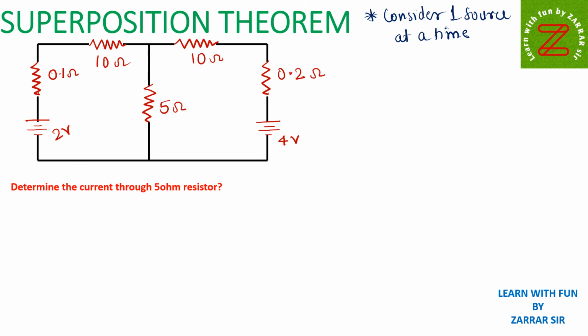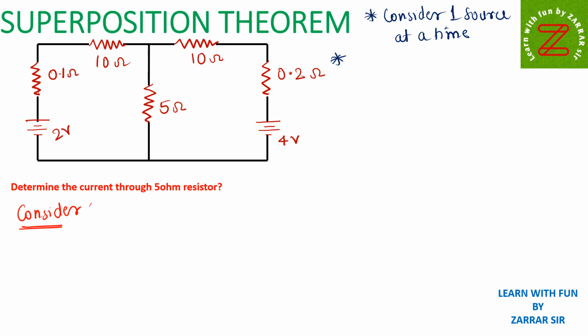Whenever you consider one source, make the other sources dead using their internal resistance. Like, if we are considering a voltage source, the other voltage source has to be shorted, and while you are considering a voltage source, if there is any current source present in the circuit, make it open. So let's try to analyze this. The first step is I am considering 2 volt. Don't worry, there is one more example where you'll understand with the current source also.